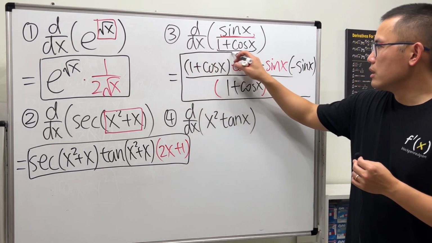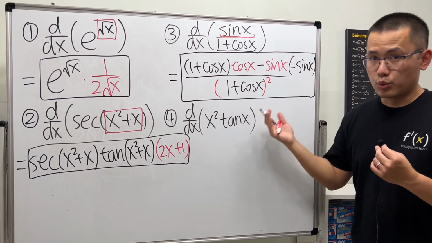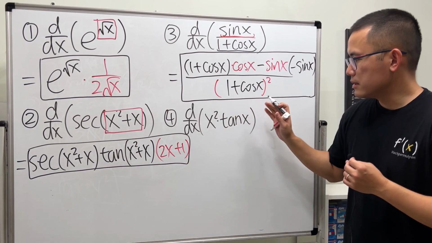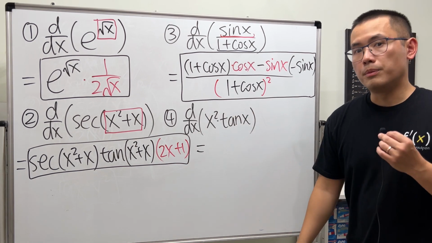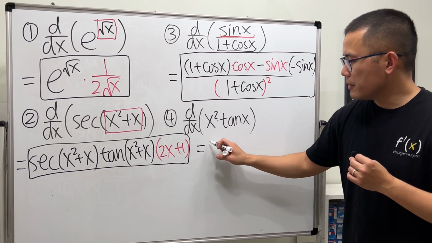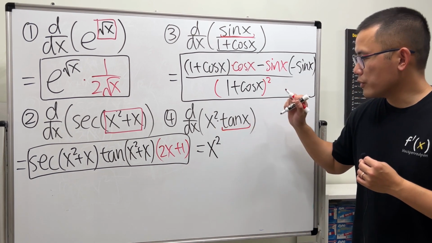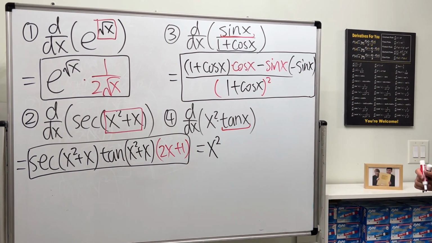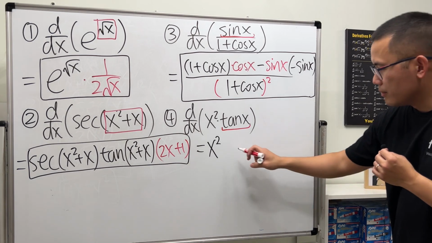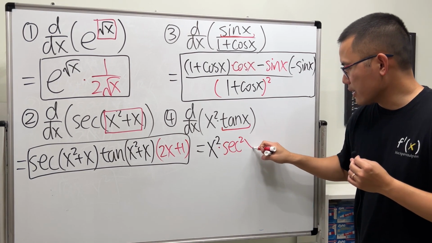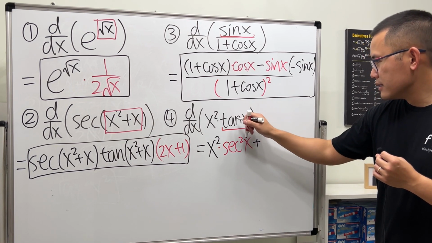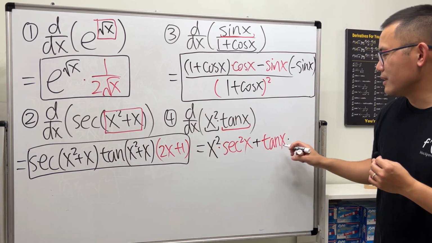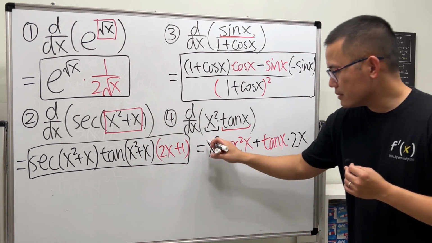Make sure you know the very first step of doing the derivative. Now for this one, we have the derivative of x squared times tangent x. We will need to use the product rule. I'm going to keep the first function, and then we multiply by the derivative of the second. And the derivative of tangent x is what? Secant square x. Okay, multiply by secant square x. And then we add the second function times the derivative of the first. And that will give us 2x. And that's it.